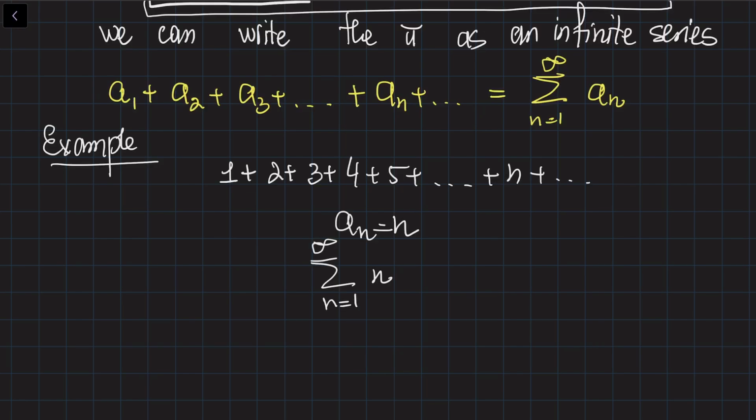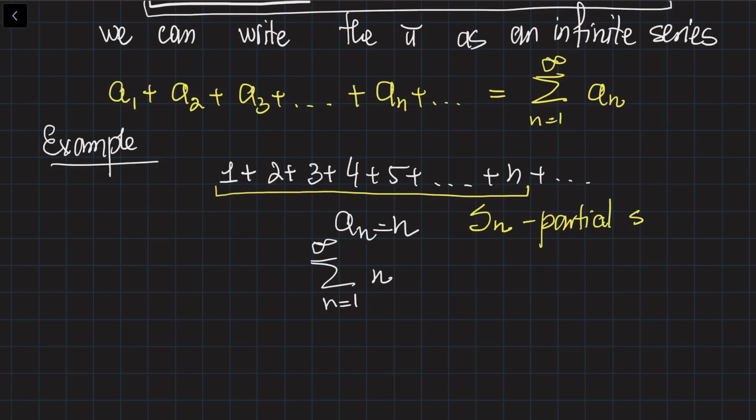Obviously we know that the sum of this series is going to be equal to infinity, right? In order to show this mathematically, we are going to define the so-called concept of the partial sum. What I would like to do is denote the sum of the first n terms as the partial sum.